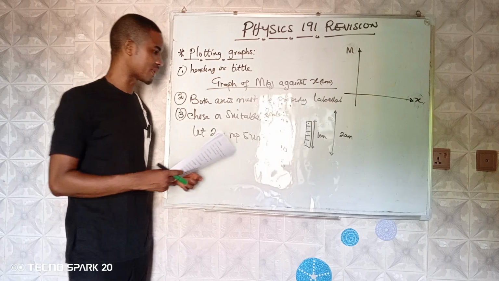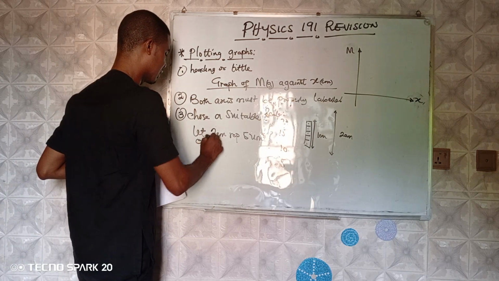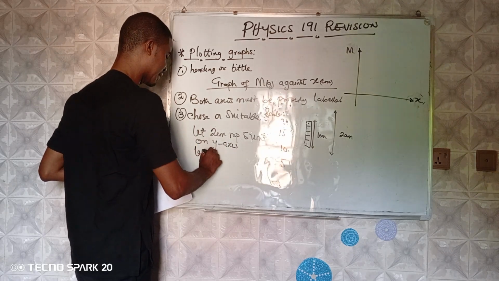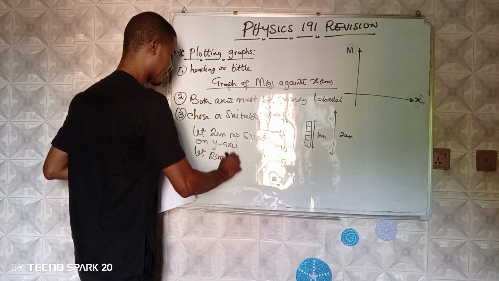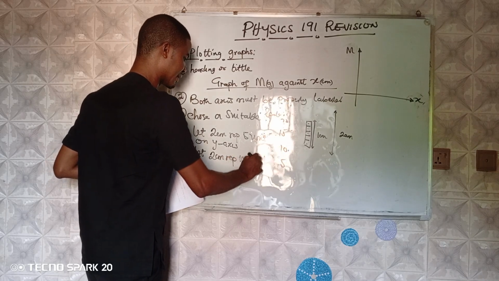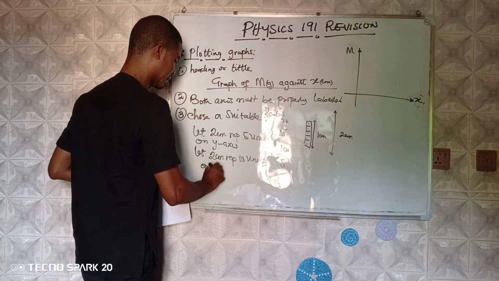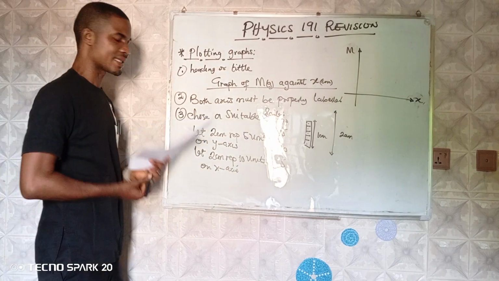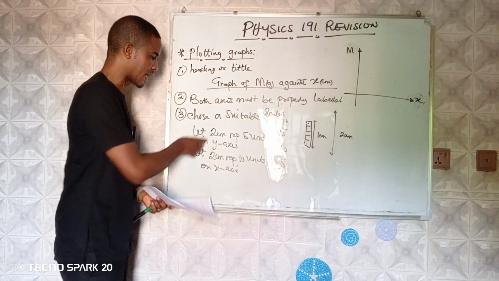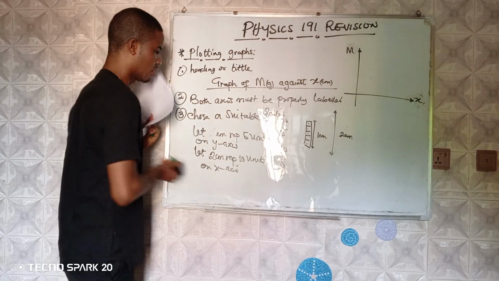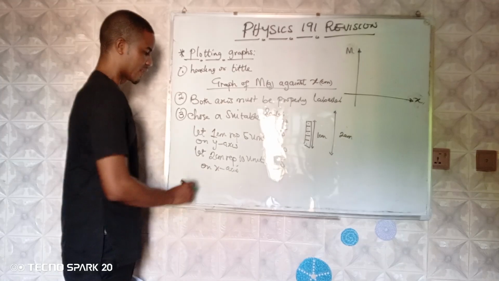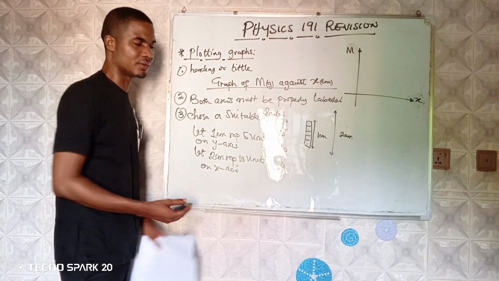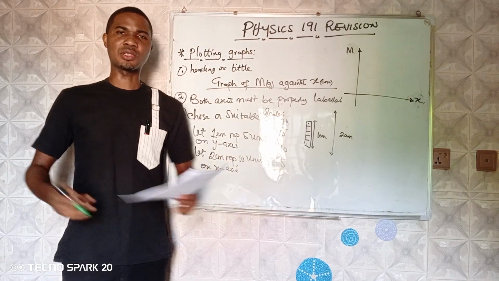So let 2 centimeter represent 5 units on the y-axis. You can also say let 2 centimeter represent 10 units on the x-axis. I've just chosen a scale. It might not be exactly what I'm writing. You can say let 1 centimeter represent 5, or here 2 centimeter can represent 10 units, depending on how you want your graph to be.